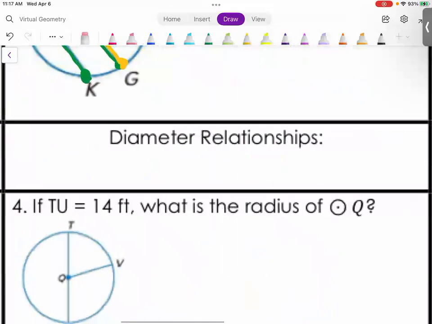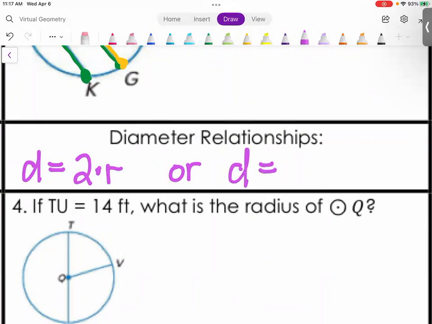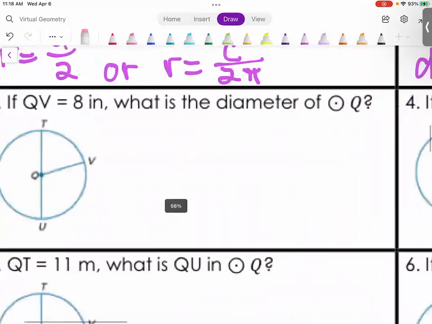We also have some relationships when dealing with a diameter. Our diameter, we already know from a previous unit, is equal to 2 times whatever my radius is. Now we can add to that, now that we've worked a little with circumference, that our diameter is equal to your circumference divided by pi. So those are some of the relationships we've already seen. Let's practice again using those relationships and solve a couple of problems.